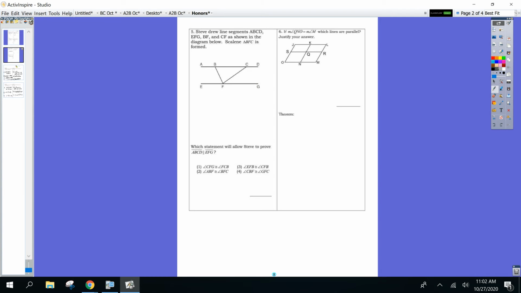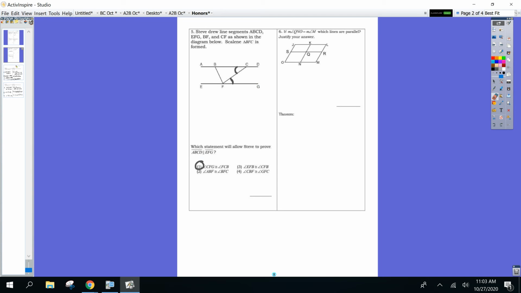Let me go through all the choices. I think the best way to do this one is to go through the choices and explain why the correct answer was what it was and why the other ones are incorrect. All right, so what's good enough to show that they're parallel? Choice number 1, CFG, this angle right here, is congruent to FCB. Why was this the correct answer? What type of angles are those? Those are alternate interior. Okay, I just marked a pair of alternate interior angles congruent. So that's why it was choice 1.